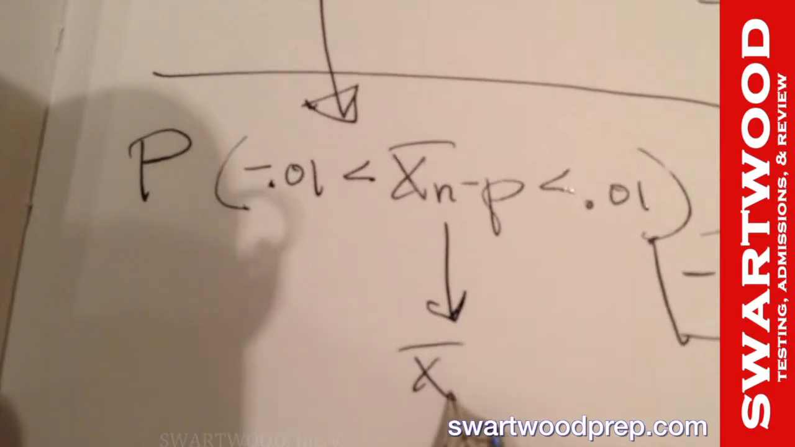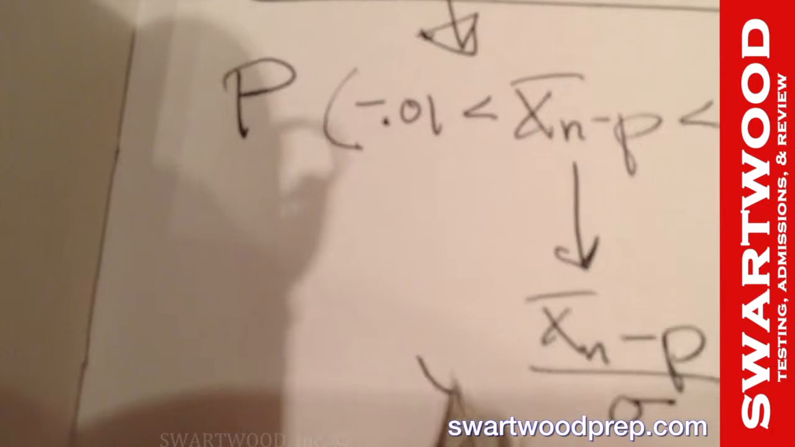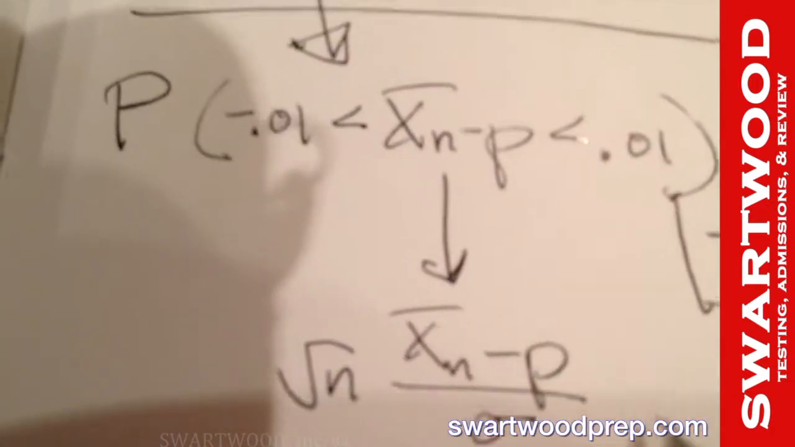So we just do that. It's almost in the perfect form, right? X bar n minus p over sigma, and don't forget that square root of n, right? Okay, so I just write this guy like this. But remember, we have to line everything up.